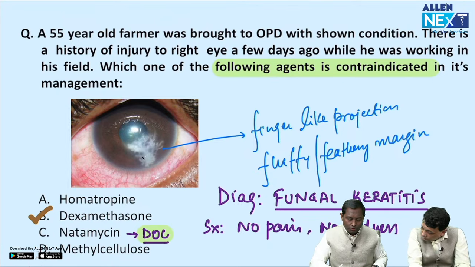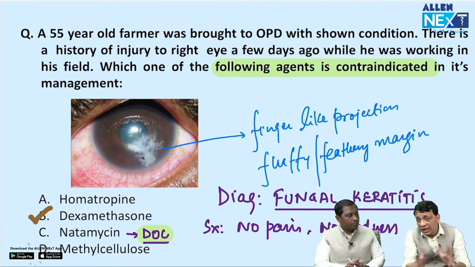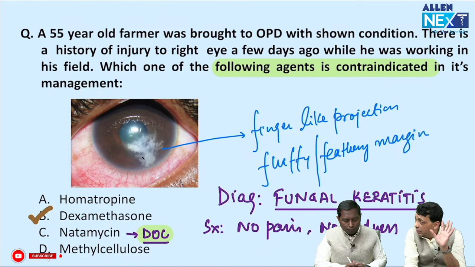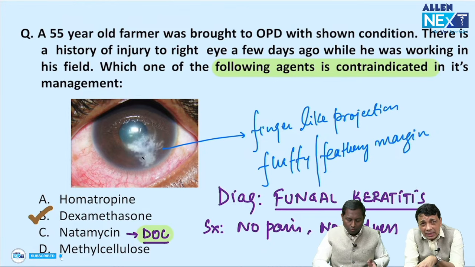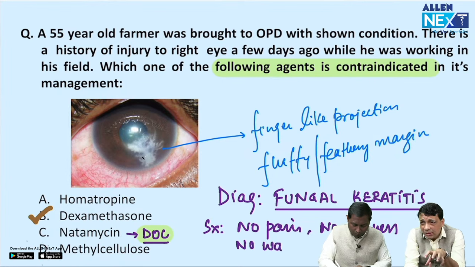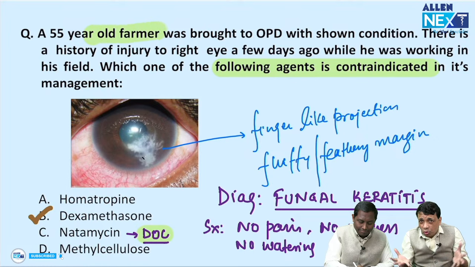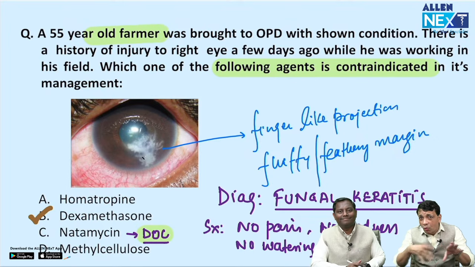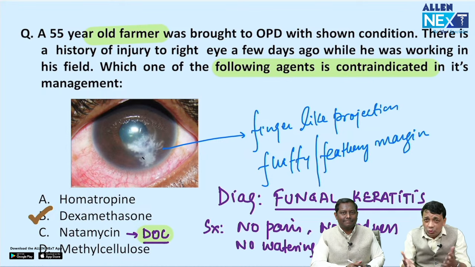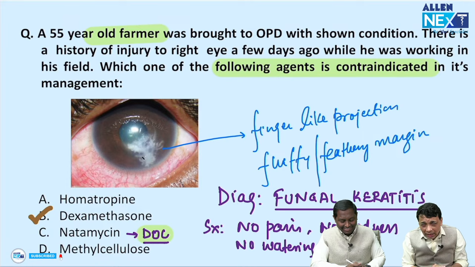Sir, usually when the signs are more than the symptoms and there are no active symptoms in the patient, why will the patient come to us? Usually they come to us after 10-15 days. By that time there is hardly any pain, no redness, no watering. And these are mostly farmers. The pressure to earn a livelihood is too much. The pressure to grow crops, feed the family, keep the home fires burning, is too much for them to worry about small matters in the eye. There's no pain, no redness, so they often come very late to us. That is the problem.